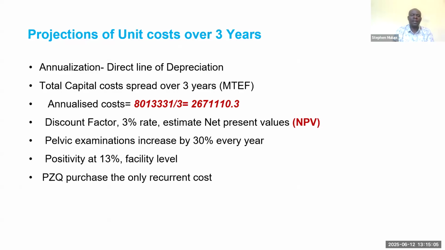So we did annualization, and this is to mean that for any capital cost you spend, you want to spread over the period that you can use this resource. We've used 3 years for the midterm expenditure framework, or the short term of any intervention within government systems. Out of the annualized costs, we just divide using straight line depreciation over the number of years, and it comes to about 2.6 million Kenya shillings in terms of the annualized costs.